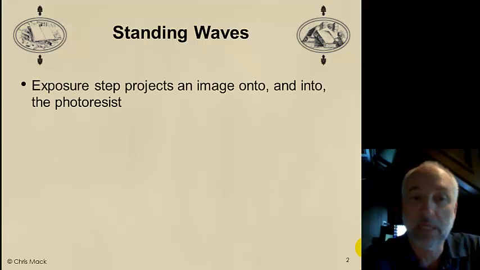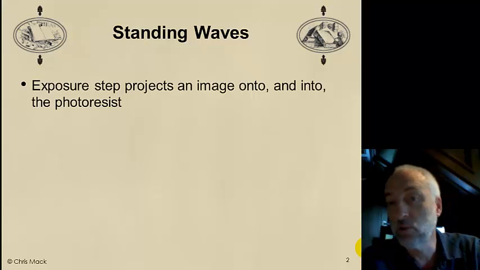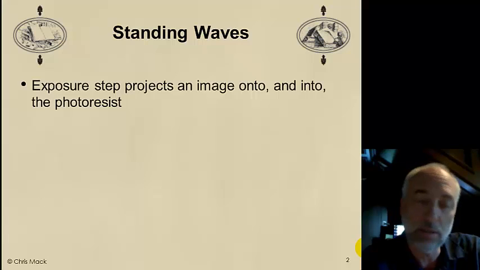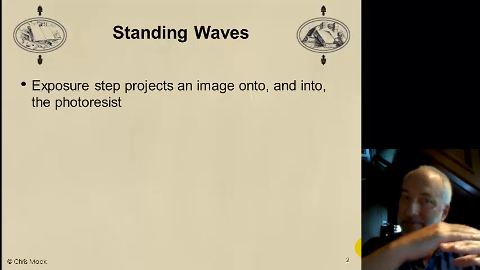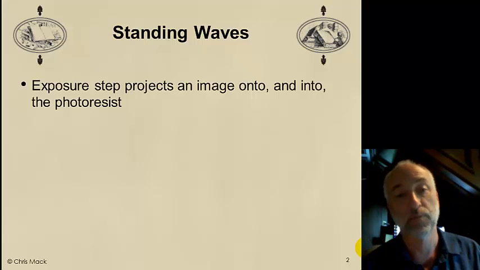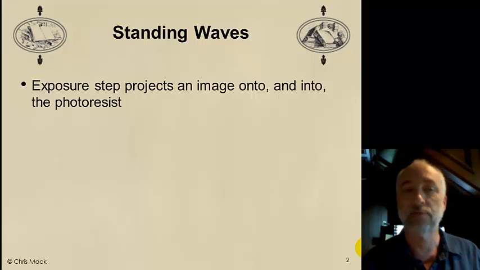It happens when we expose. We've talked about, for the last several lectures, how to create an image that is projected from the imaging tool onto the photoresist. But of course, the image that we're projecting doesn't stop when it hits the top of the wafer. It travels into the photoresist. And of course, we need that to happen in order to create an exposure inside the photoresist.